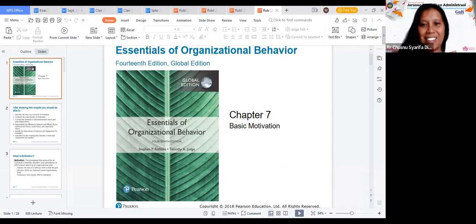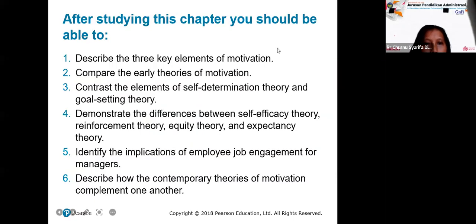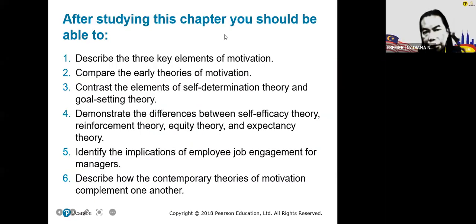Okay, we start our class, the basic motivation, chapter 7. This is a very important subject or aspect in OB, organizational behavior. After studying this chapter, students will be able to describe the 3 key elements of motivation. Number 2, students will be able to compare the early theories of motivation.